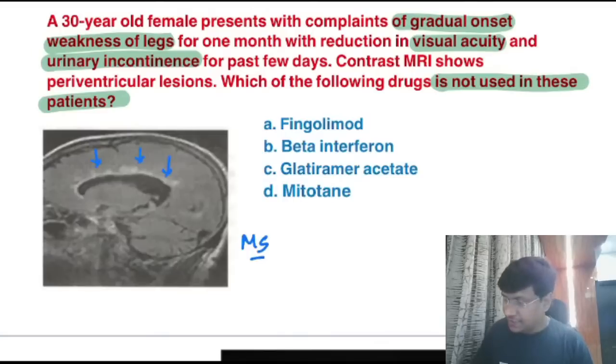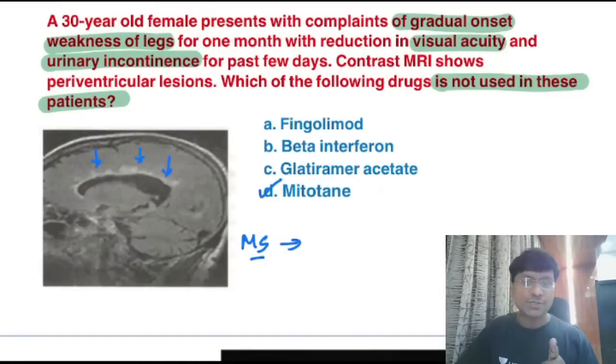So in multiple sclerosis, the periventricular lesions that you are seeing are called Dawson's fingers. Now among the options which have been given to you, the one which is not used in multiple sclerosis is mitotane. So please remember, mitotane is not being used, whereas the other drugs, like beta interferon, are used in the treatment of multiple sclerosis.